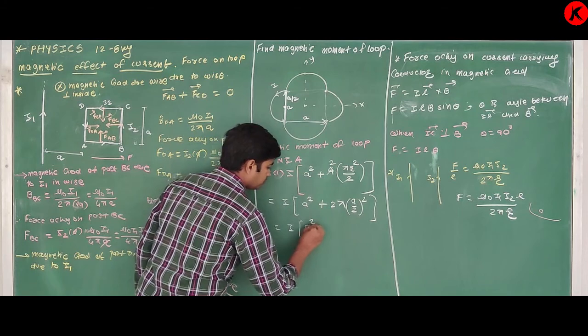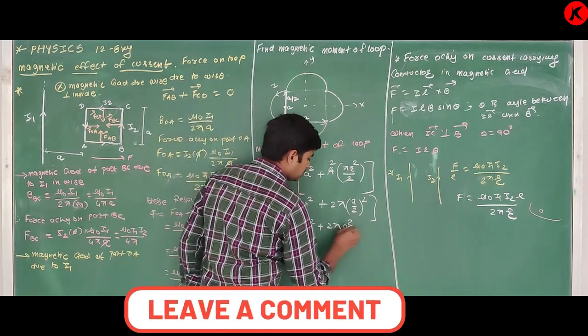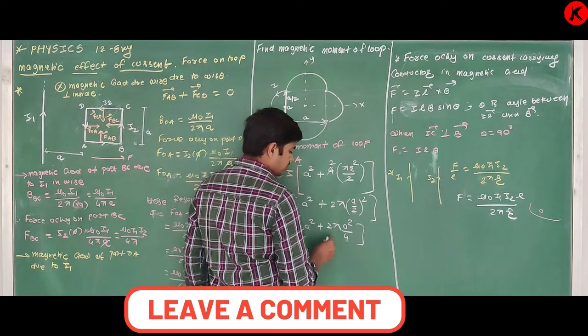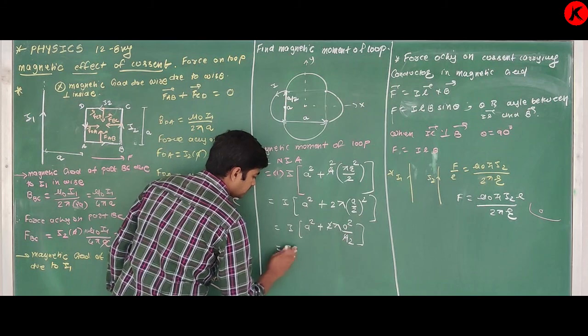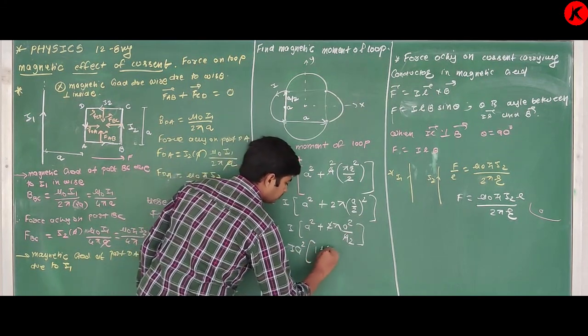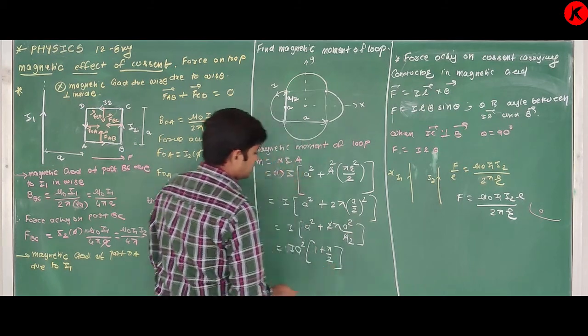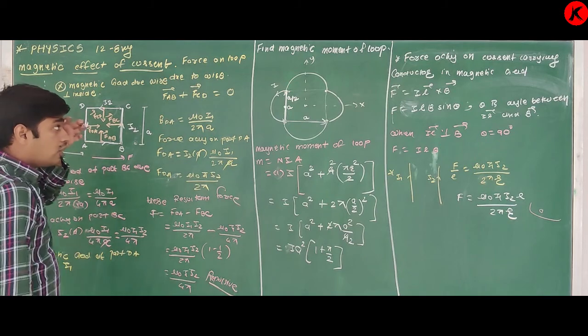Here the 2 cancels, it will be 2. If you take A square common, in the bracket it is 1 plus pi by 2. So yes, it is your answer: I A square into 1 plus pi by 2.